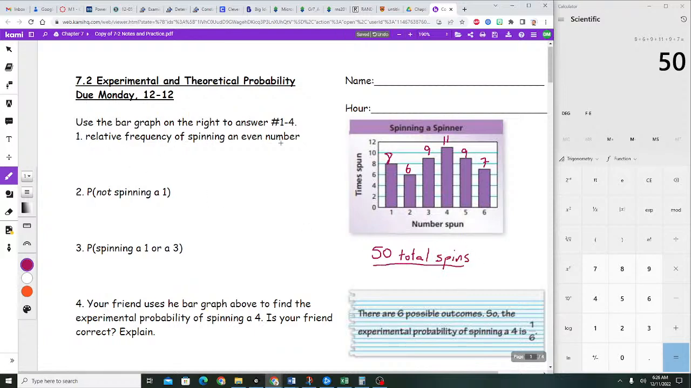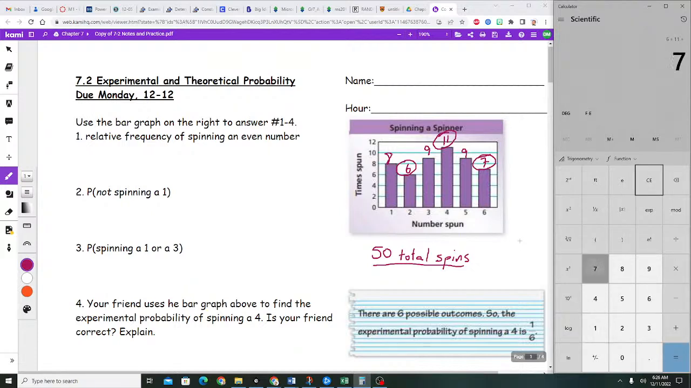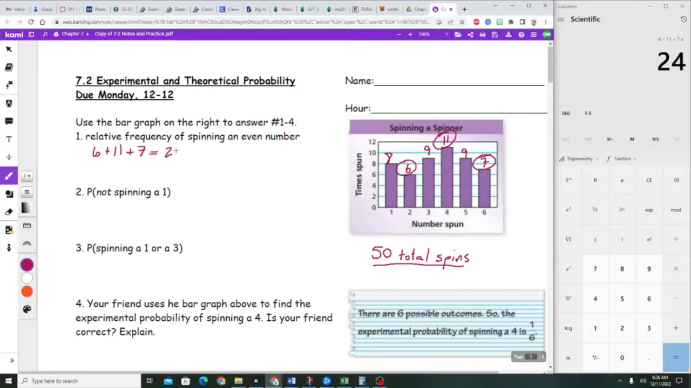And we want the relative frequency of spinning an even number. The even numbers are 6. Well, there were 6 2s, there were 11 4s, and there were 7 6s. So just real quick, 6 plus 11 plus 7 gives us 24. So 6 plus 11 plus 7 is 24.